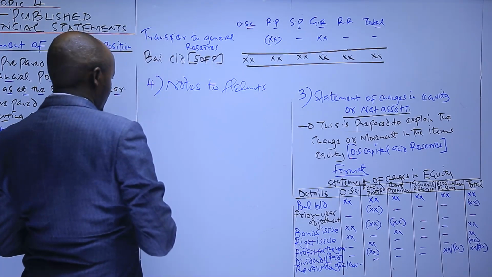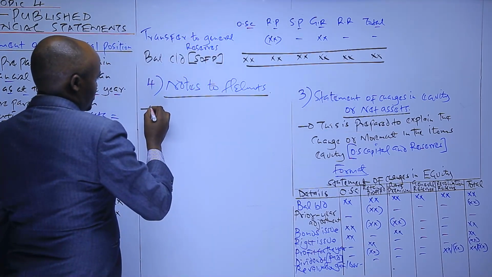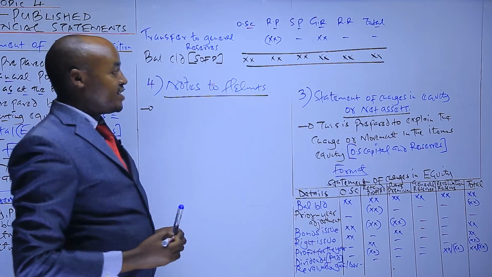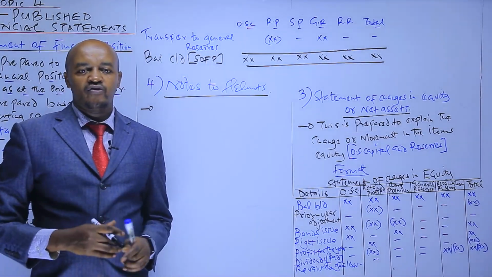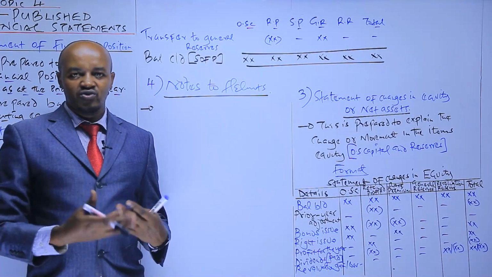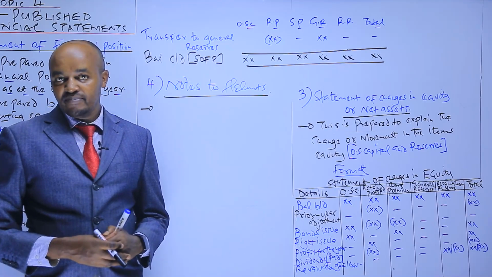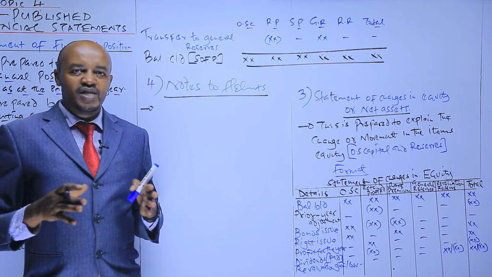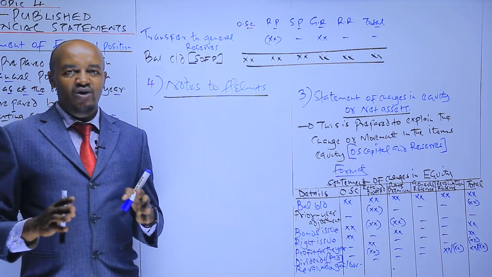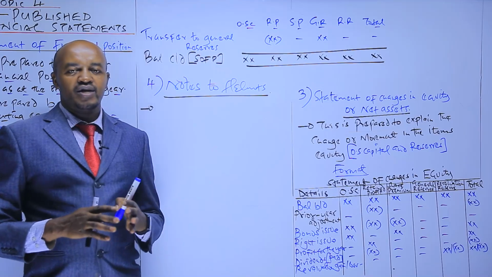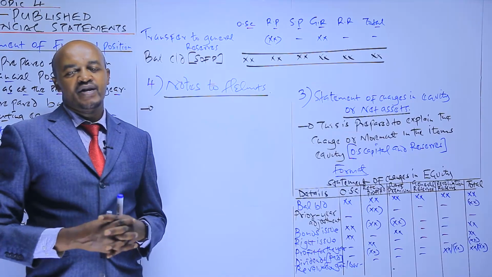Notes to financial statements. These are the fourth component. So what are the notes to financial statements? When we talk about these notes, we are talking of the supplementary notes. These are the additional notes which accompany the financial statements which have been prepared by the company. And the objective of this particular note is to explain the accounting principles, the accounting concepts which were used by the company in preparing financial statements.